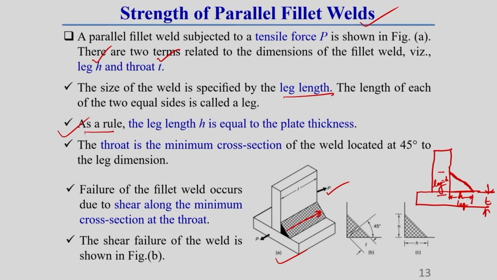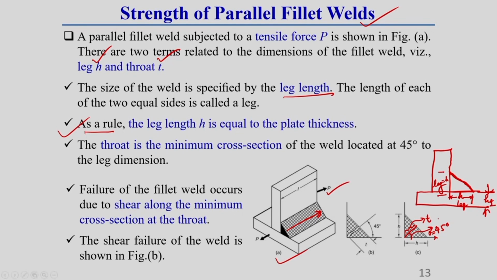That is why here I have written as a rule that the leg length is equal to the plate thickness. The throat thickness is the dimension which is generally at an angle of theta with the horizontal axis. You should keep this in mind. The throat thickness generally acts at an angle of 45 degrees, that means theta equals 45 degrees with the horizontal axis. Here I am representing throat thickness with a small t, and plate thickness I am representing with s.